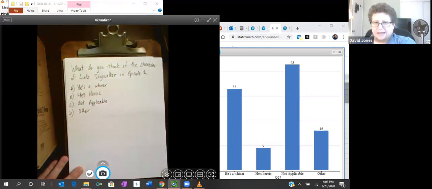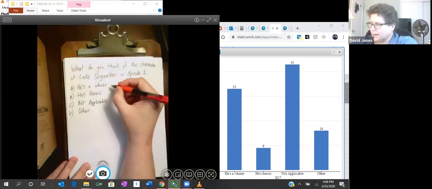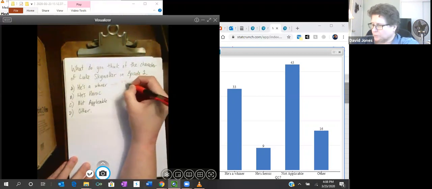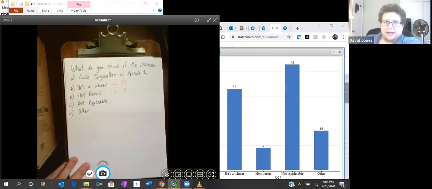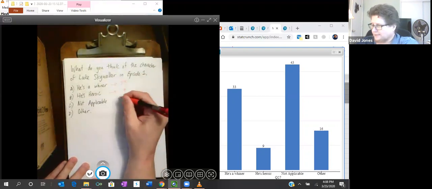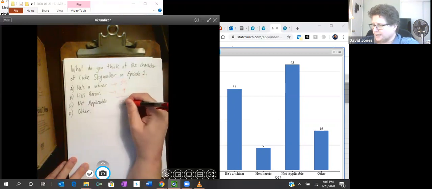Now, other was big, a bunch of responses. There were different kinds of things like he's hot and things like that. I want to eliminate those. Let's just get it down to whether or not he was heroic or not. So if you look at this distribution we have, this is a histogram or a bar graph of the responses. We had 33 people say he was a whiner, 9 people say he was heroic. If we just ignore the other 2 categories, what we have is 33 plus 9 is 42.